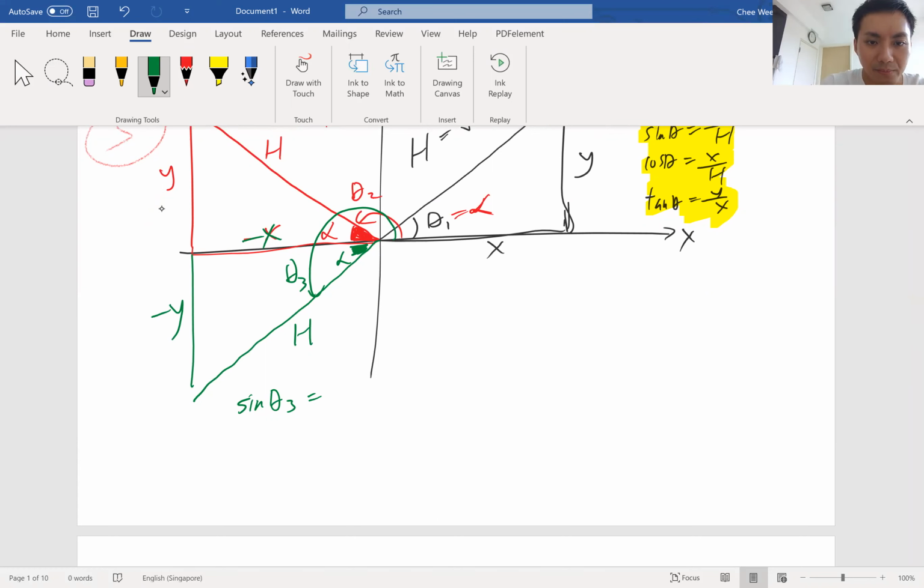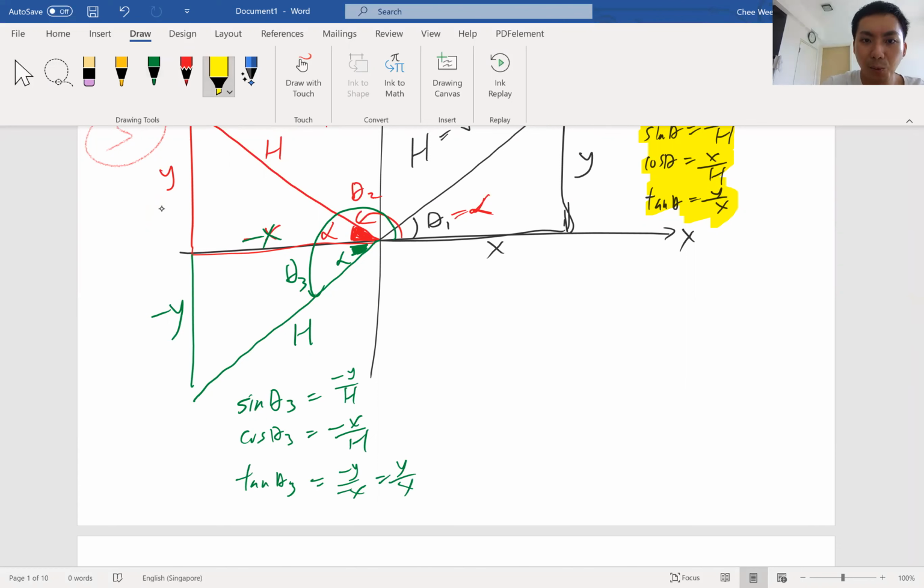So sine theta 3, which is sine 190 degrees, is actually negative y over h, which is negative. Cosine theta 3, which is negative x over h, is negative. Tangent theta 3 is actually negative y over negative x, which is y over x, which is positive right now. So in the world of Q3, only tangent is positive.